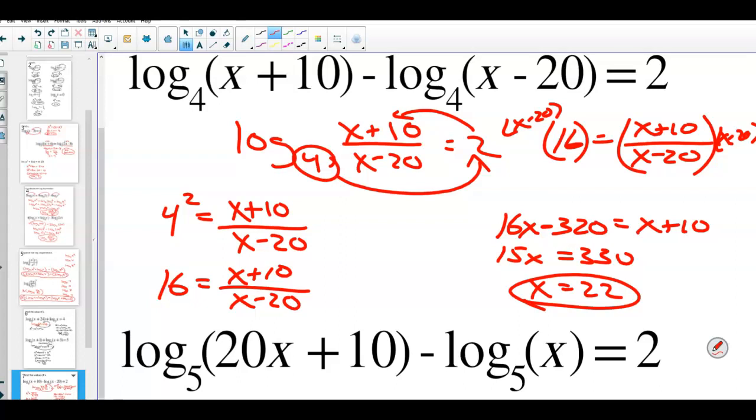22 plus 10 is 32. 22 minus 20 is 2. 32 divided by 2 is 16, which is kind of what we're looking for here. Okay, and there's your answer.